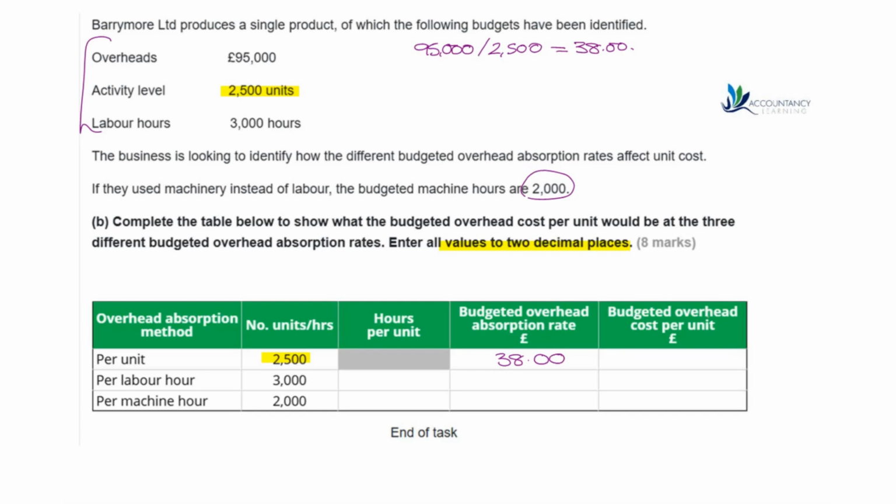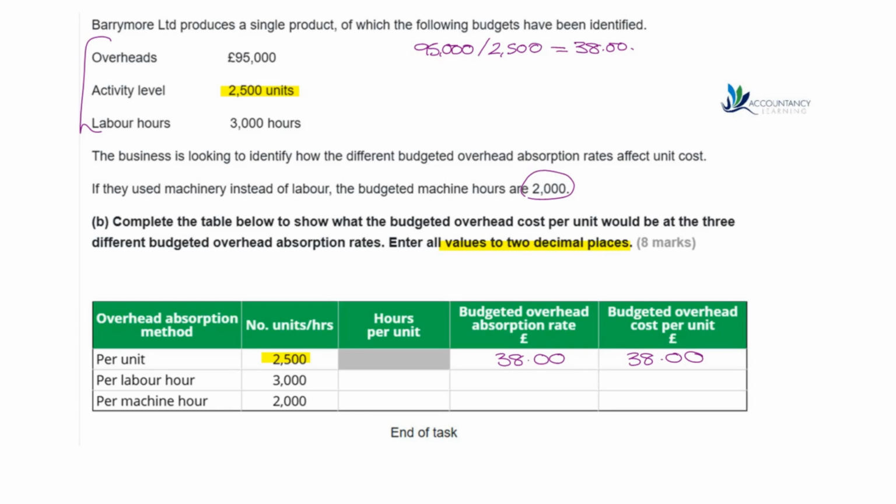The second column here is budgeted overhead cost per unit. Now, because we've already divided the overheads by our number of units, that means our answer is going to be the same. It's going to be £38. So each unit will have £38 of overhead cost.